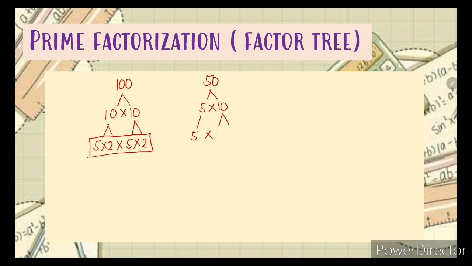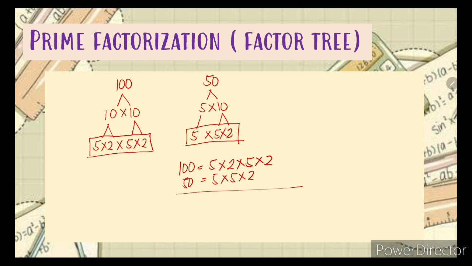So, pwede pa natin siyang kuhanan ng factors. Ano kayang factor ni 10? So, we have 5 times 2. So, the product of the primes are 5 times 5 times 2. Okay, let us list. Lista natin. So, 100 is equal to 5 times 2 times 5 times 2. So, 50 is equal to 5 times 5 times 2.